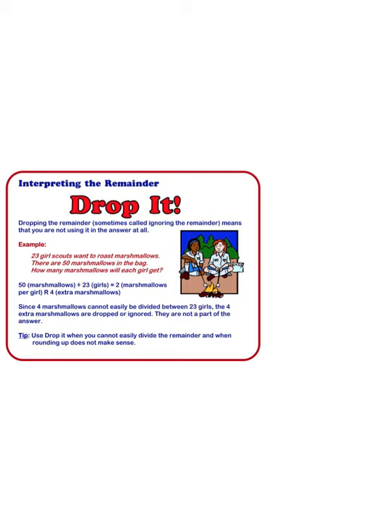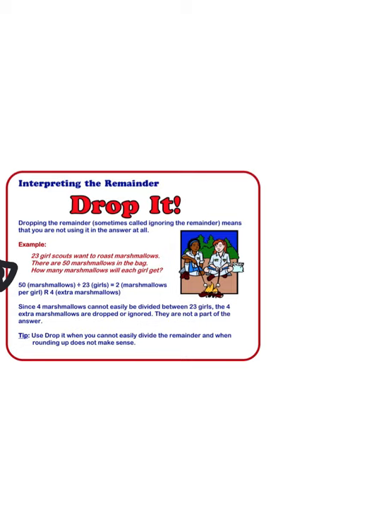In this next example, sometimes you just drop the remainder. Dropping the remainder, sometimes called ignoring the remainder, means that you're not going to use it in the answer at all. So here's our example. 23 Girl Scouts want to roast marshmallows. There are 50 marshmallows in the bag. How many marshmallows will each girl get?